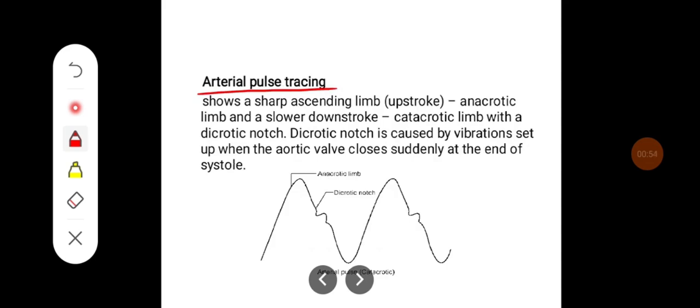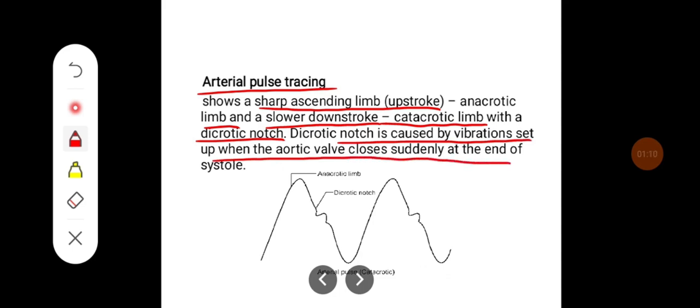Arterial pulse tracing shows a sharp ascending limb, that is the upstroke, which is called the anacrotic limb, and a slower downstroke, which is called the catacrotic limb, with a dicrotic notch. The dicrotic notch is caused by the vibrations set off when the aortic valve closes suddenly at the end of systole. The diagram shows the tracing of the anacrotic limb and the catacrotic limb with the dicrotic notch.